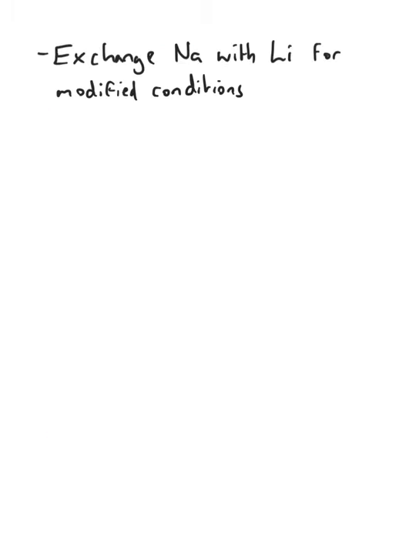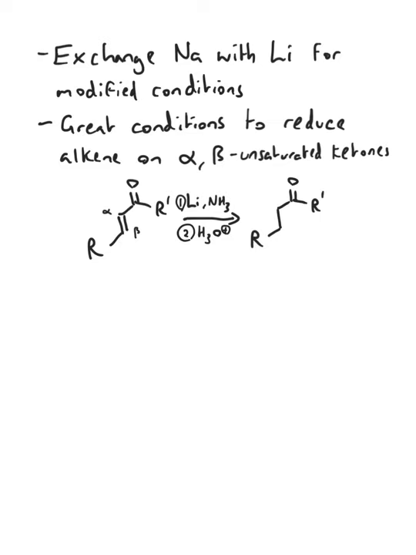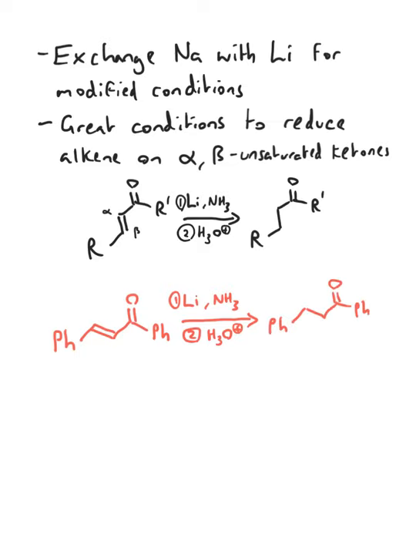We can also modify the Birch reduction slightly by exchanging the sodium metal for lithium metal, giving us conditions that are very good at reducing the alkene of an alpha beta unsaturated ketone. For example, we can convert this chalcone into just a regular ketone.